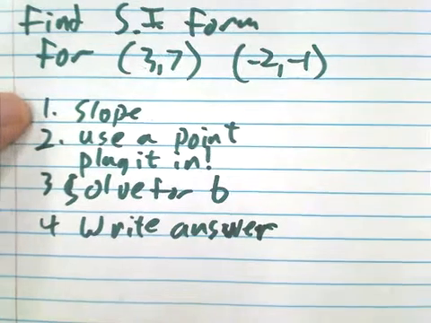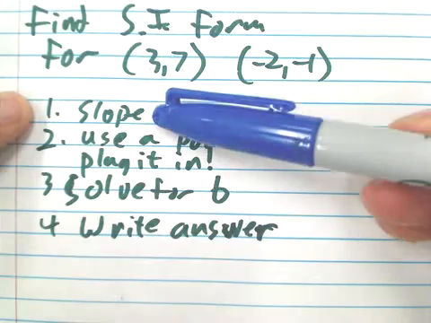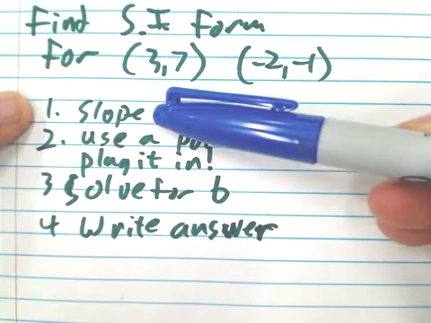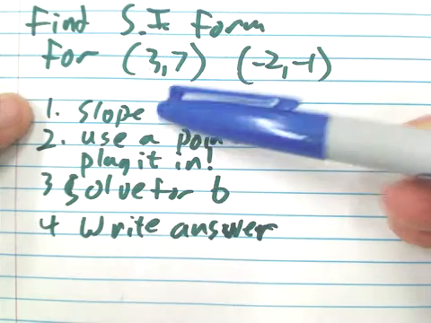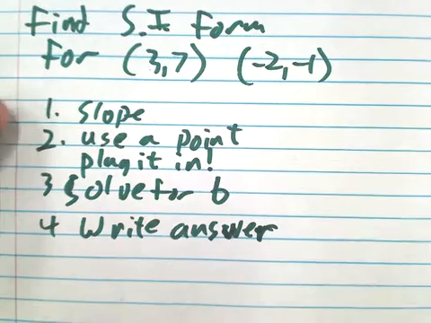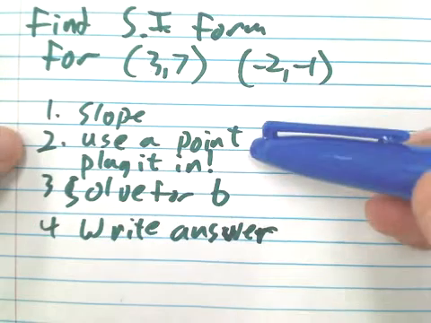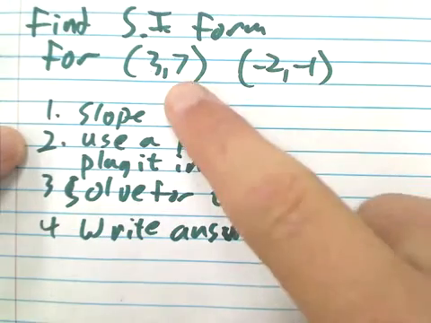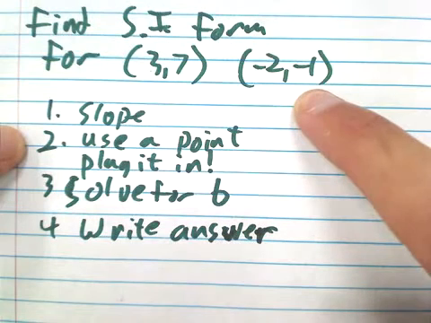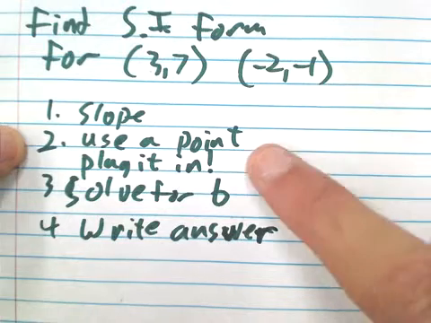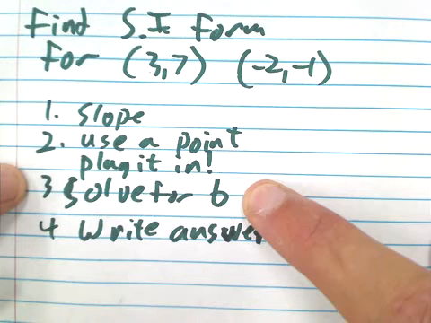First, we need to find the slope. So find the slope of the line first. That's y1 minus y2 over x1 minus x2, rise over run. Next, we're going to use one of the points, so we're going to use either 3, 7 or -2, -1. I'm going to plug all that into our equation, and with that, we're going to solve for the value of b.